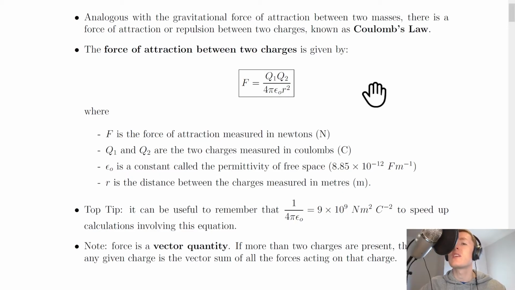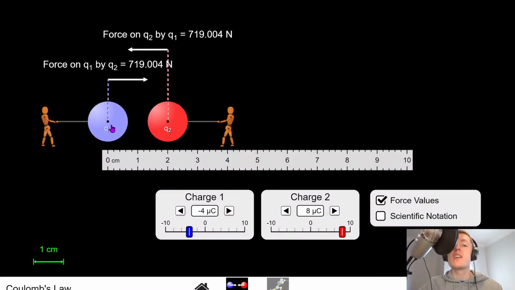And just to show you a quick simulation to help you visualize this, let's say I have two charges, Q1 and Q2, where charge 1 is minus 4 microcoulombs and charge 2 is plus 8 microcoulombs, and the centres of these charges are separated by a distance of 2 centimetres. Then you'll see that both charges exert the same force on each other, which is around 719 newtons just now.